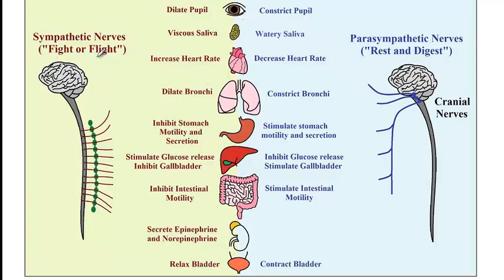Again, SNS causes secretion of viscous saliva, while parasympathetic nervous system, when we are ready to rest and digest, will secrete watery saliva. Other effects include, for instance, decreased heart rate or constriction of bronchi, versus the sympathetic nervous system that increases our heart rate for better pumping of blood and dilates bronchi so that we inhale oxygen better and we are ready to either fight or run away, which is flight.